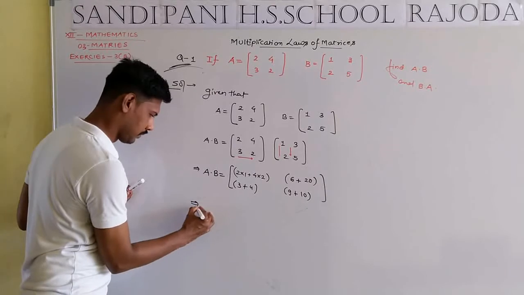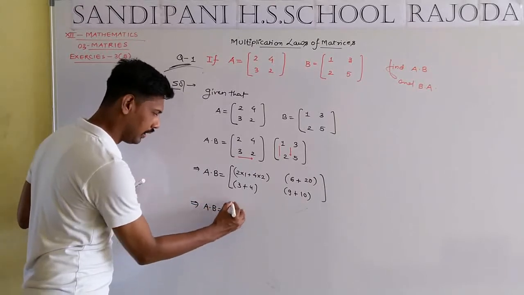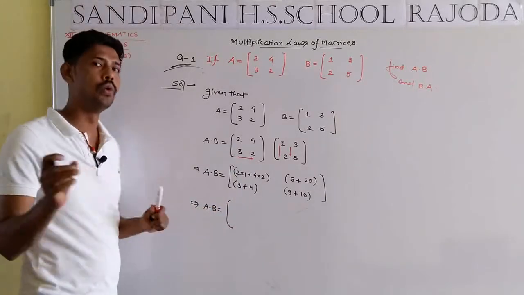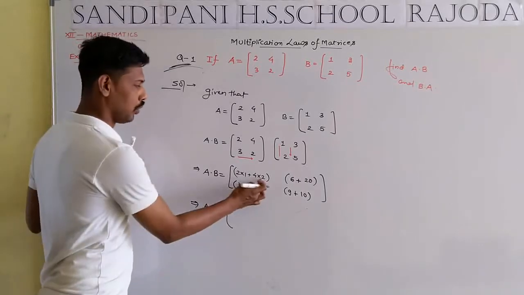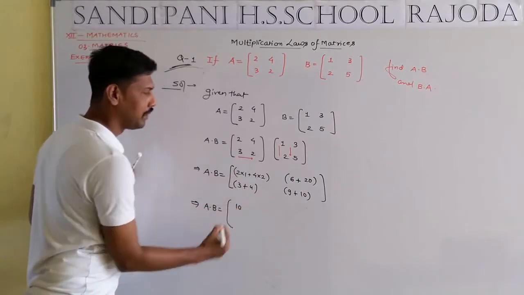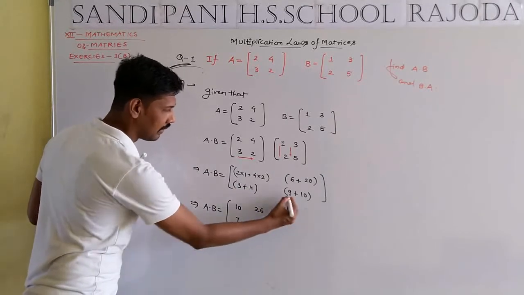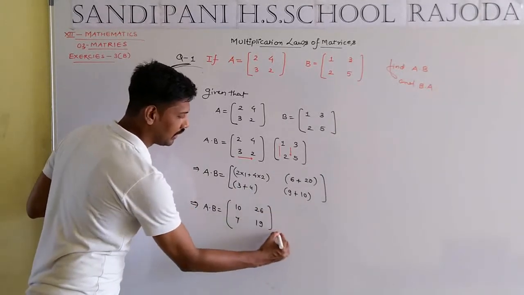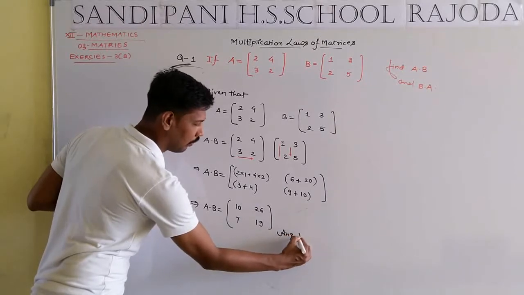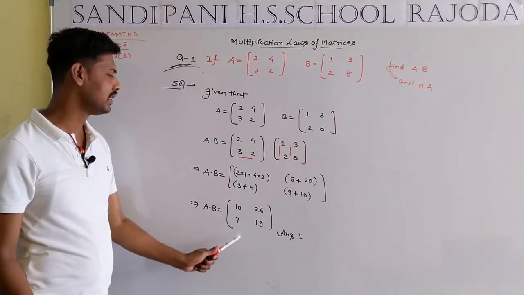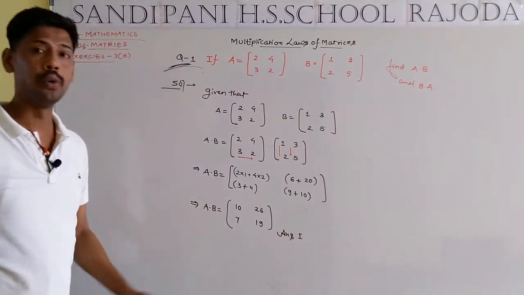Students, A dot B equals 2 times 1 is 2, 4 times 2 is 8, so 2 plus 8 equals 10, then 26, then 3 plus 4 is 7, and 19. So we get the first solution, A dot B, as [[10, 26], [7, 19]].